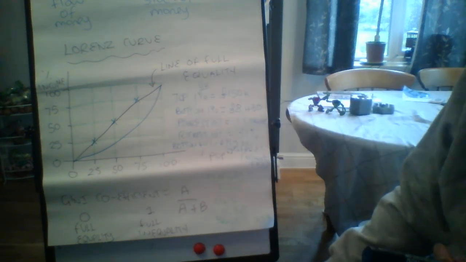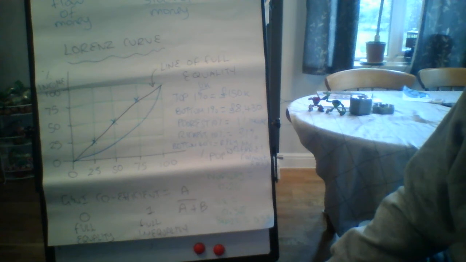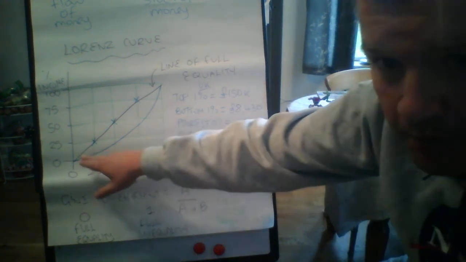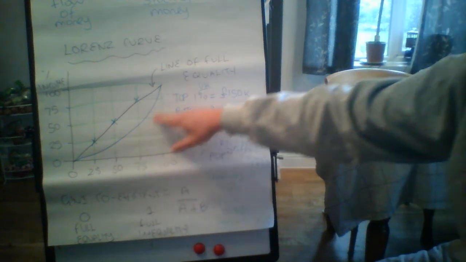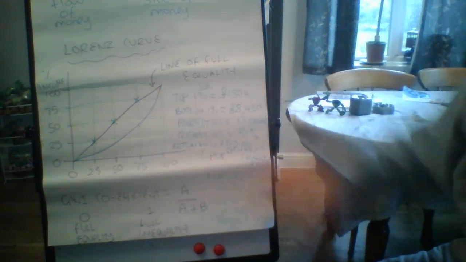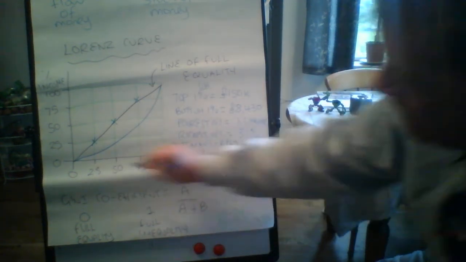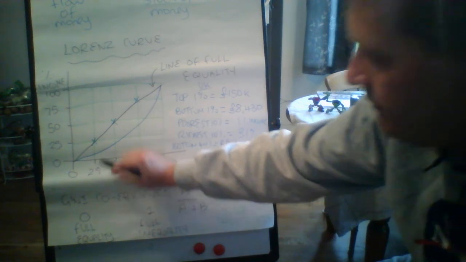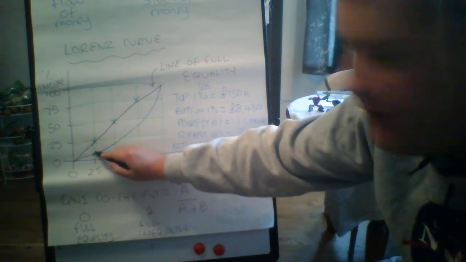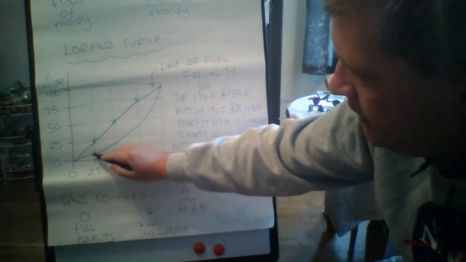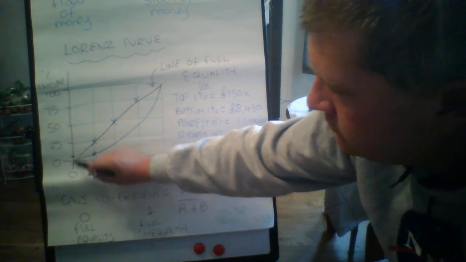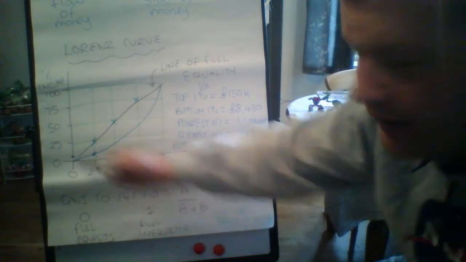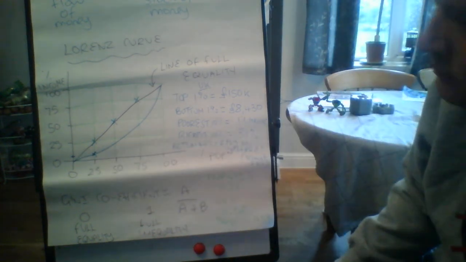Now that doesn't exist. What we have is inequality, and we can measure how unequal a society is by looking at the blue line, which is the Lorenz curve. Now look what this shows. This shows the poorest 25% of the population, based on the way I've drawn this diagram, earn, let's say, about 7% of the income of the country.